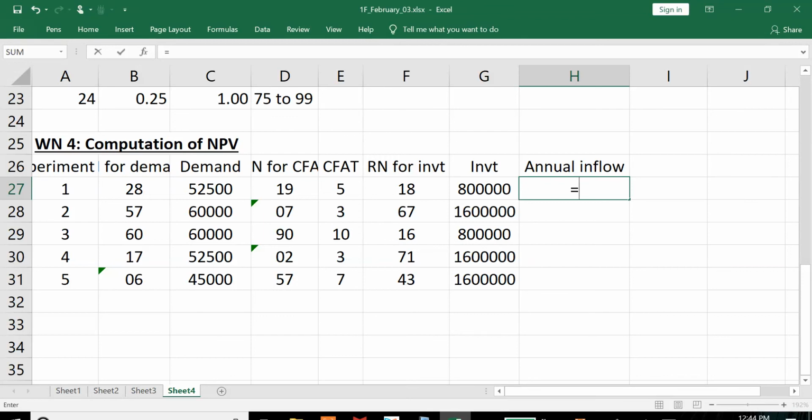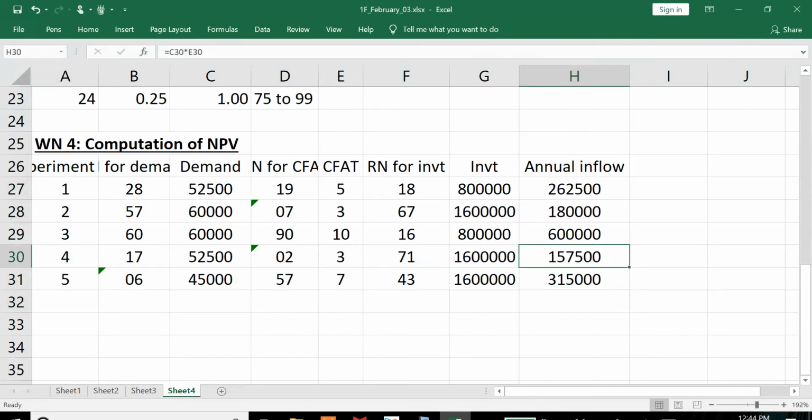Now listen. Every year my inflow is annual demand into the annual CFAT. CFAT is per unit. So this is what I'm going to generate every year: annual demand into CFAT per unit. That's every year's inflow.